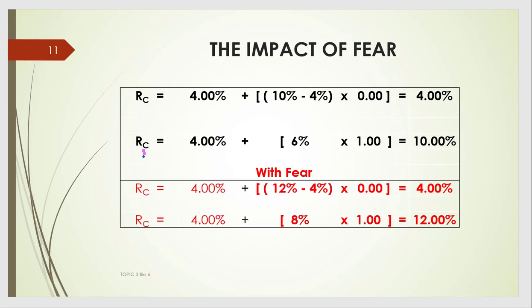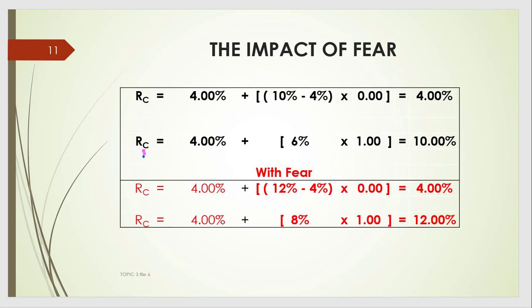Here we're dealing with fear. Fear is not going to impact the risk-free rate, it's going to impact the risk premium. So in this particular case, we're assuming a 2% increase for fear. So the expected market return is 12, minus the risk-free rate is 4. So by comparing the two lines with numbers, we can see that the risk premium was 6 in black, now it's 8 in red.